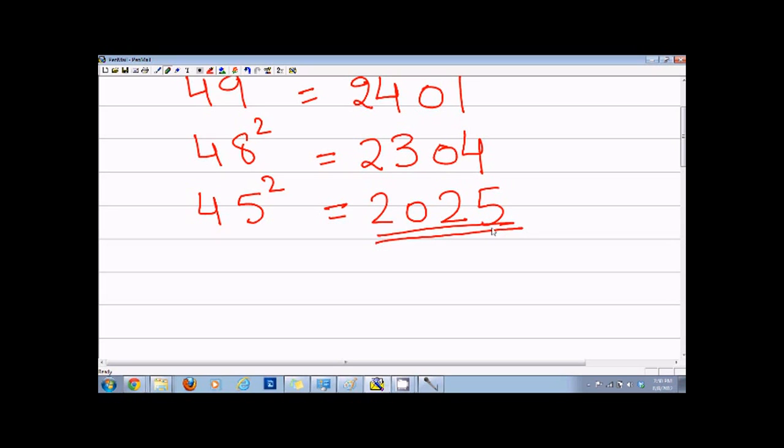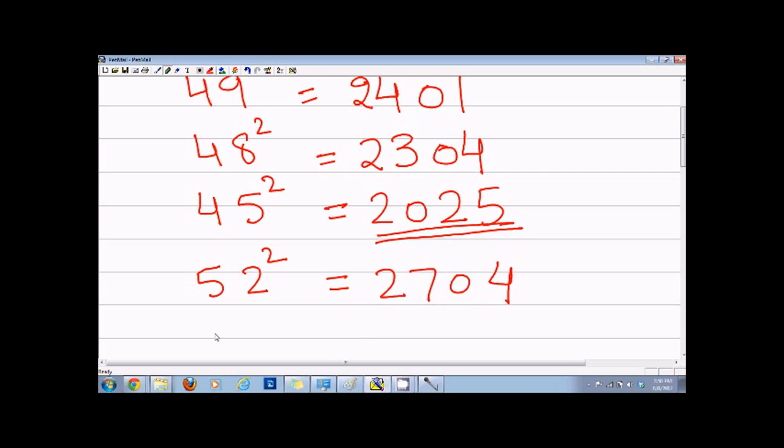2025. And we can also go for numbers which are bigger than 50. For example, if I have 52 square, then what I'll do is add 2 to 25, which is 27, and then I'll write the square of 2, which is equal to 4. So its answer is 2704. So let's look at the proof.